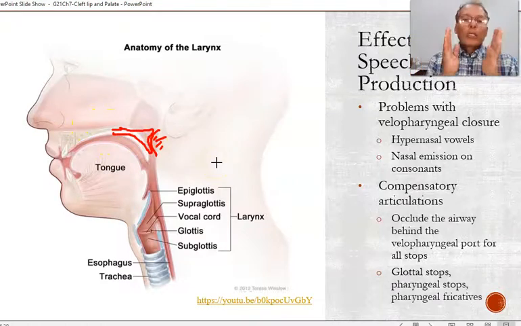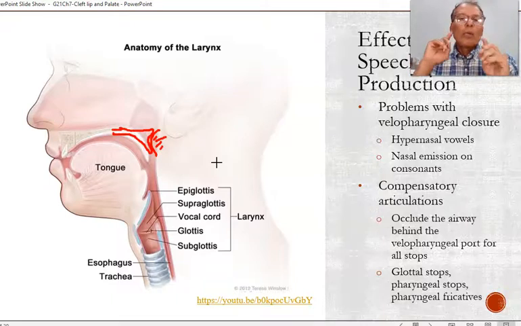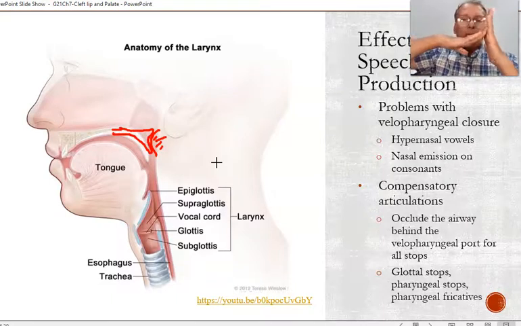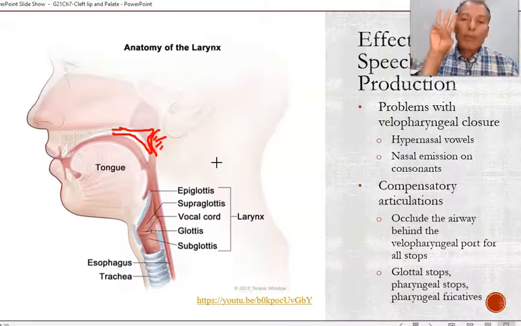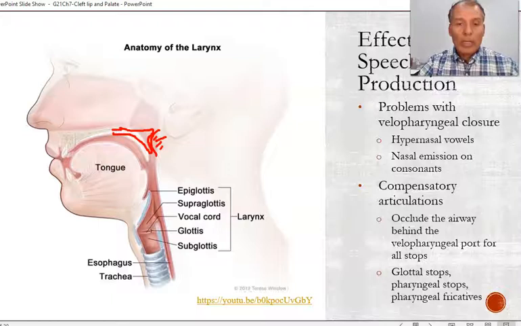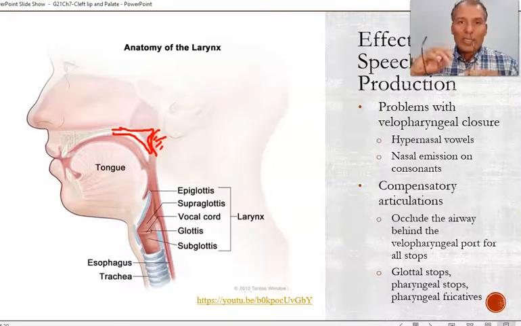All the vowels that we produce, every single vowel, you make it with the velum up like this. The velum is up with all sounds except for 3 sounds that are known as the nasal sounds.